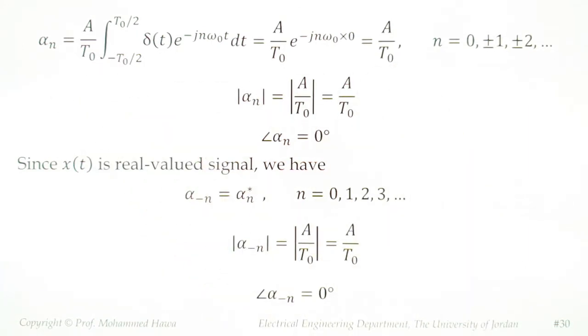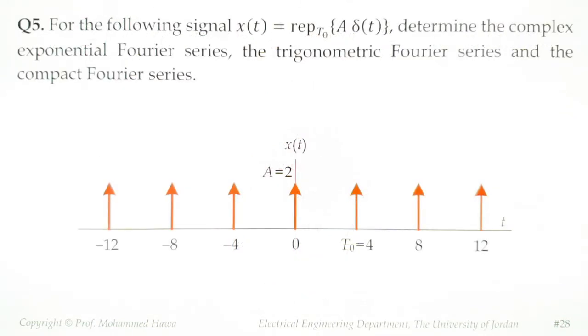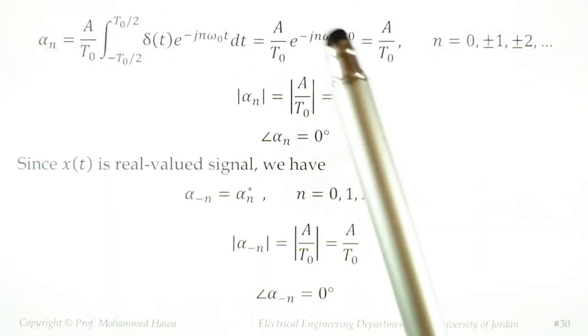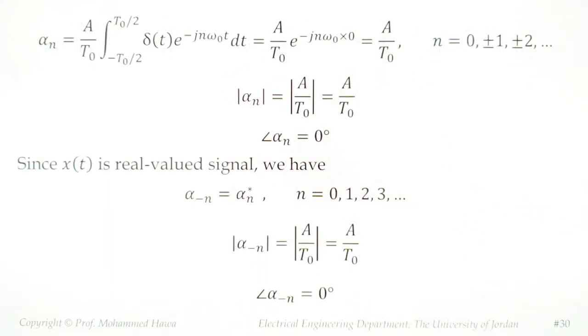Hence, we prove that the complex exponential Fourier series coefficients for this impulse train, or repeated a delta of t, is equal to the area under the impulse a divided by the fundamental period T naught. And this applies for all the alphas. Alpha 0, a over T naught. Alpha 1, a over T naught. Alpha 5, a over T naught. Alpha minus 4, a over T naught. All the alphas are constant and they are equal to the area a divided by the fundamental period T naught.